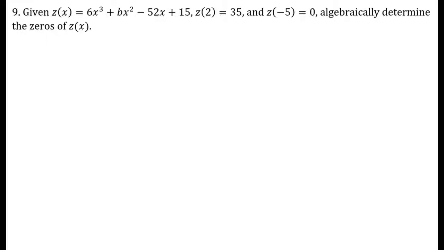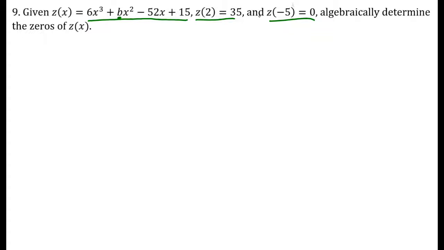Number 9 is a monster of a question, but it's all good stuff that we need to know. Given z of x, z of 2 is 35, and z of negative 5 is 0, algebraically determine the zeros of z of x. The first thing I notice when I look at z of x is there's that darn b there. So to figure out b, I'm going to have to plug in one of these points. They give me 2 points here, I need to plug in one of them. It doesn't matter which one you pick, you're going to get the same b value.